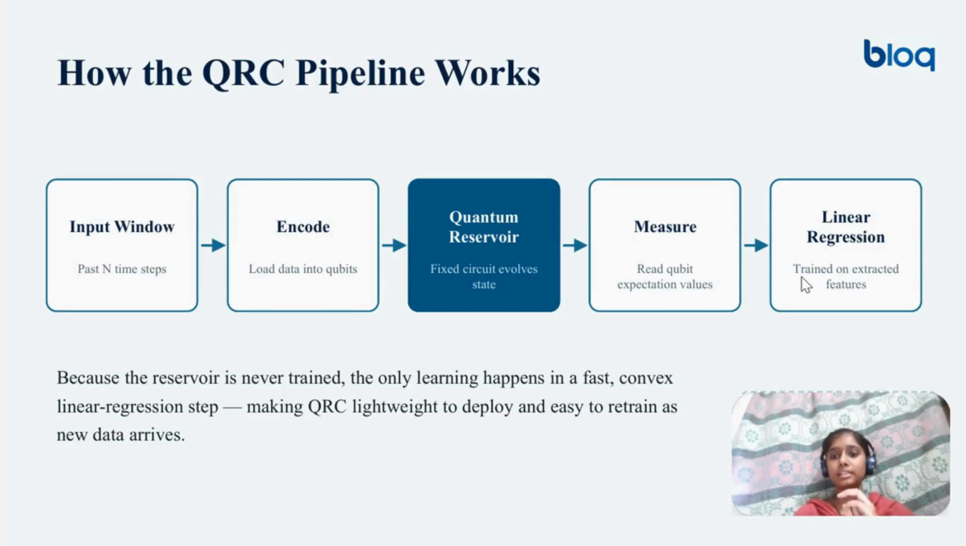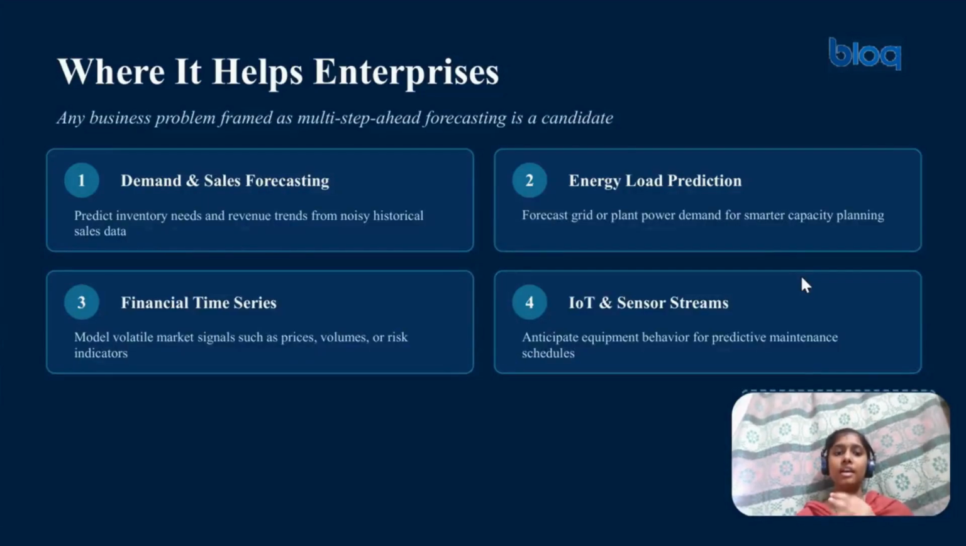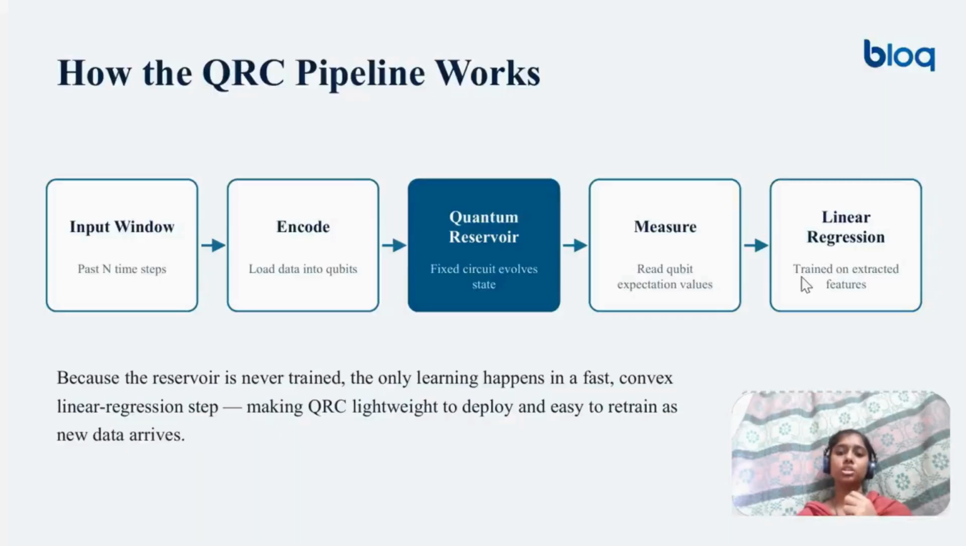Now the best part is that only the classical model is trained. So the quantum circuit never changes. That means the training is much faster while still benefiting from the expressive power of the quantum system. And for enterprise users, QRC can improve forecasting across industries, from supply chains and smart grids to finance and manufacturing. So this helps organizations make much more informed, data-driven decisions.